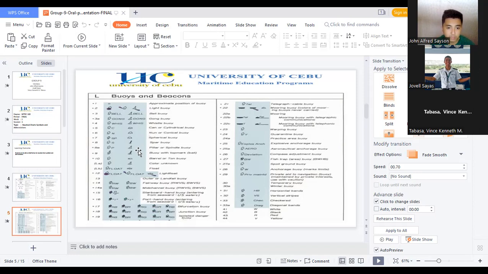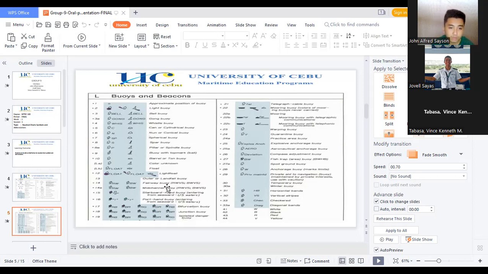Number eight is spar buoy. Number 8A is pillar or spindle buoy. Number 9 is buoy with top mark ball. Number 10 is barrel or ton buoy, and 10A is color unknown. Number 11 is float. Number 12 is light float. Number 13 is outer or landfall pole buoy.